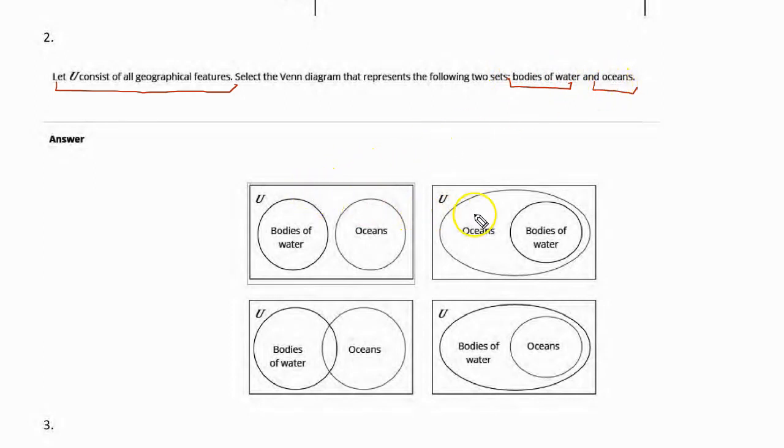So then you go to match up your diagrams, and it looks like this one here, because oceans would be a subset of bodies of water. All right, let's go on.